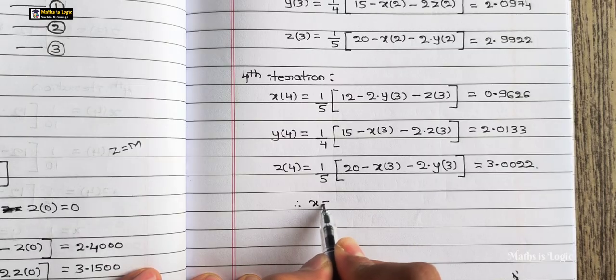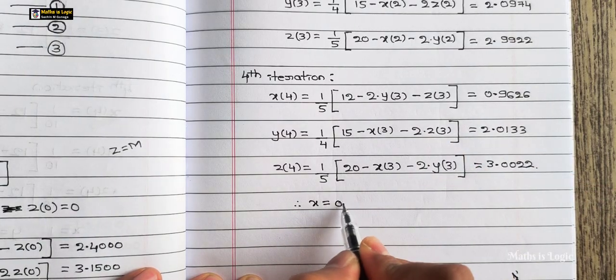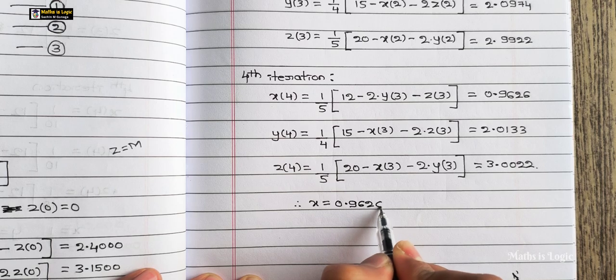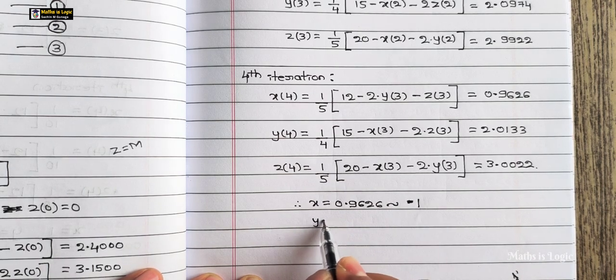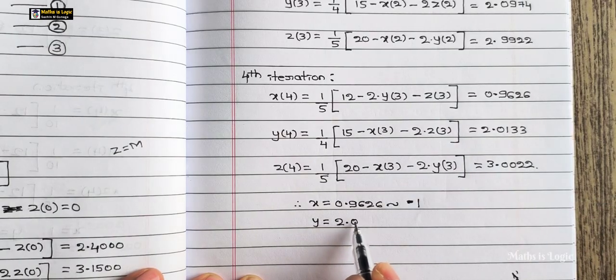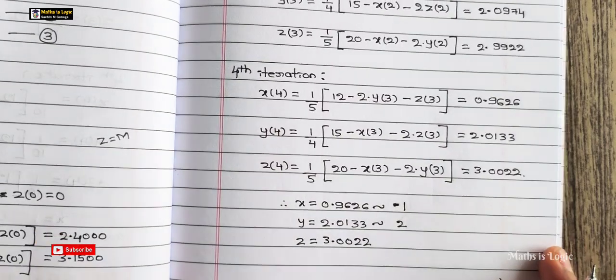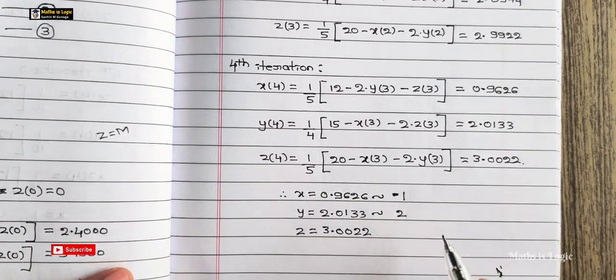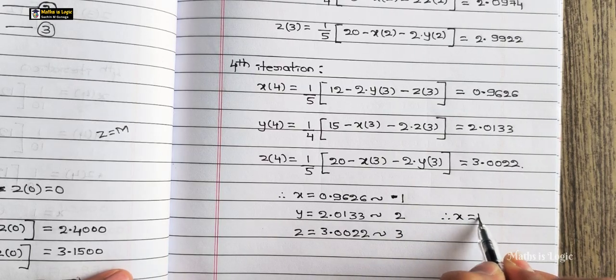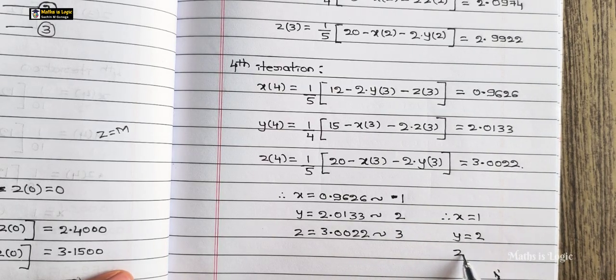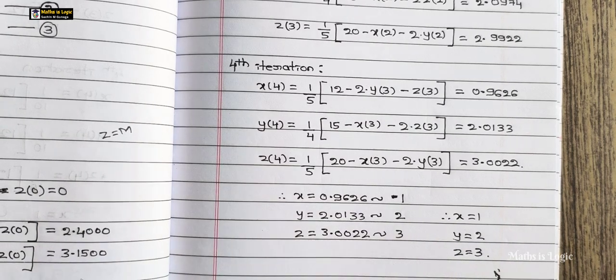Therefore x value becomes 0.9626, which is nearly equal to 1, and y is equal to 2.0133, again nearly equal to 2, and z is equal to 3.0022, and this value is also nearly equal to 3. Therefore x is 1, y is 2, and z value becomes 3. So this is the solution.